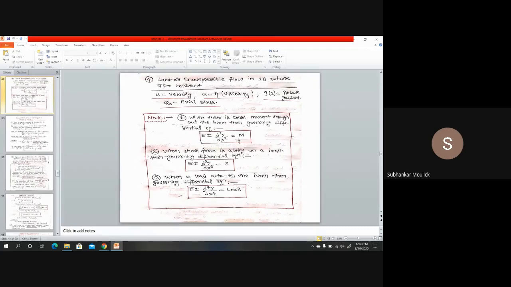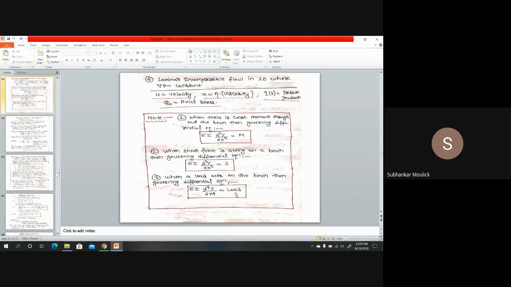When any load is acting on the beam, that load can be anything. Here, that load is UDL. So the governing differential equation is E into I d to the power 4 y upon dx to the power 4 is equal to that load. And for my question, that load will be q naught, the UDL.